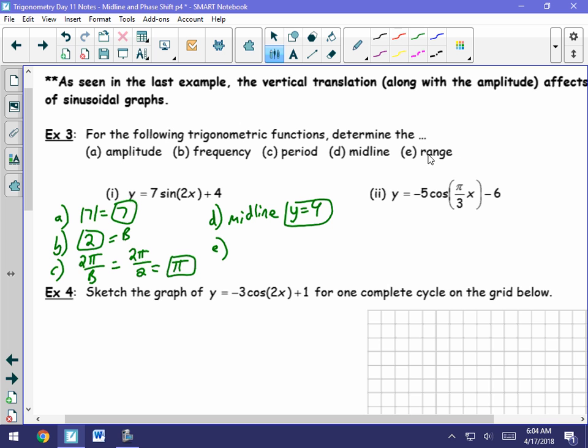And then finally, to calculate the range, I start with the amplitude. So if the amplitude is 7, it would be from -7 to 7. But then I have to work in this vertical translation. So I would add 4 to both endpoints there. So the range is going to end up being from -3 to 11 when all is said and done.